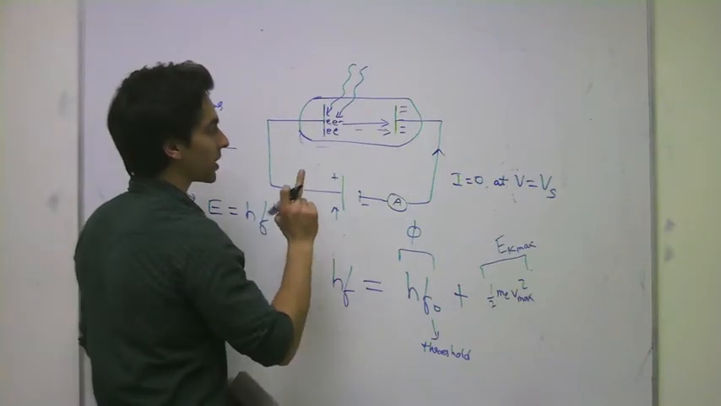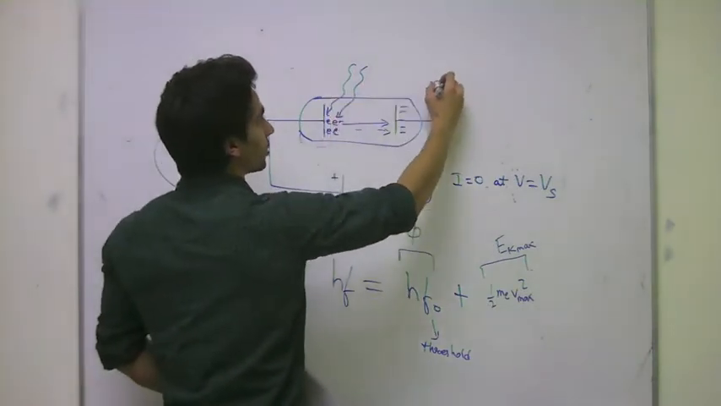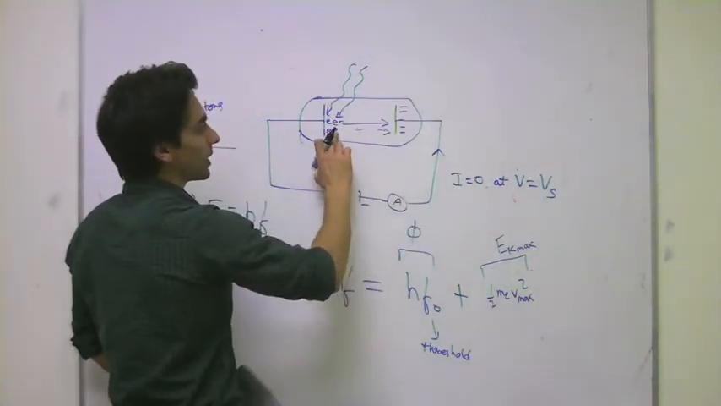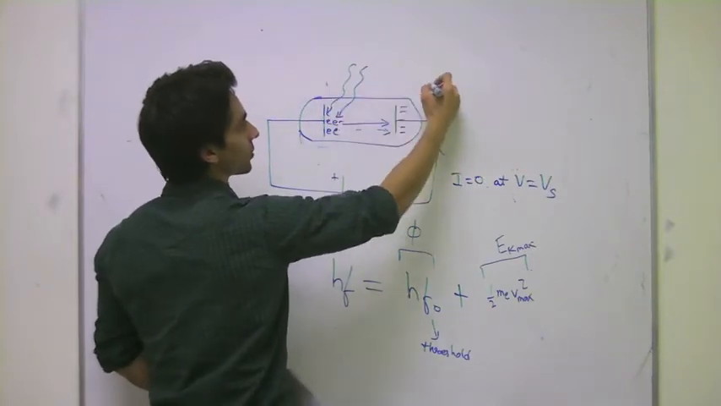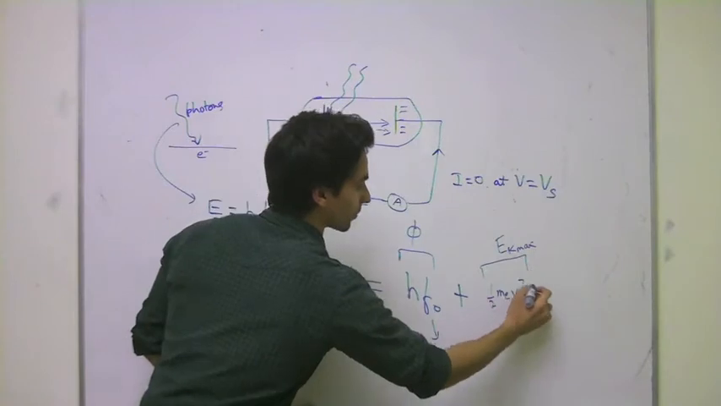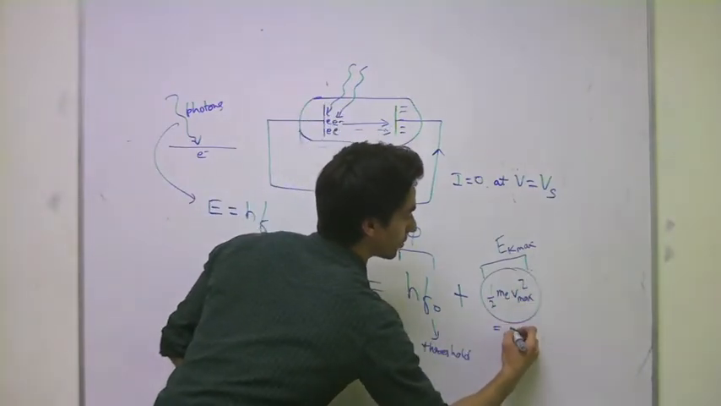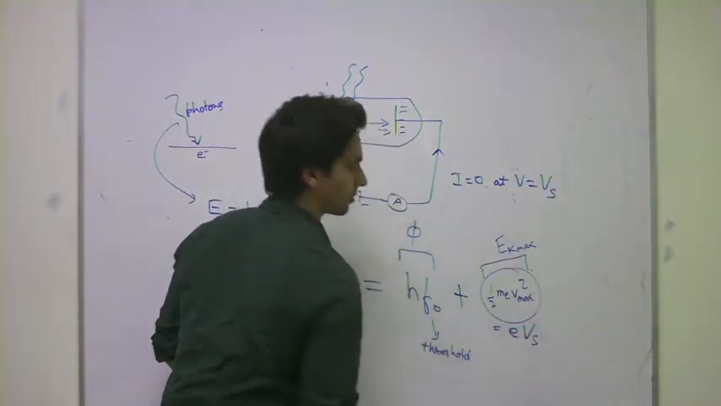Therefore, the amount of energy that the electron must possess is the charge multiplied by the potential difference. So this quantity here will become eVs.